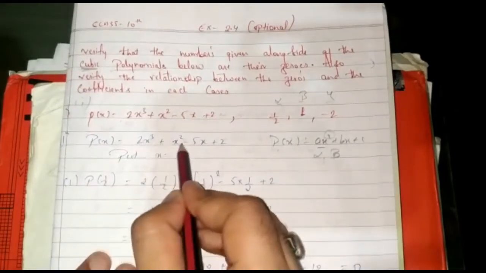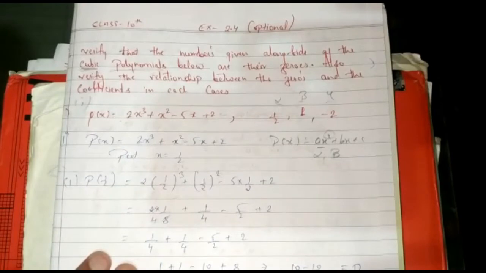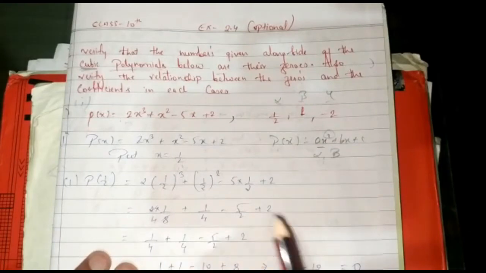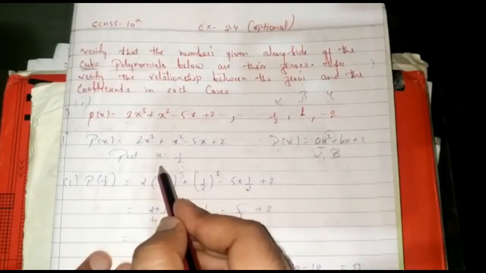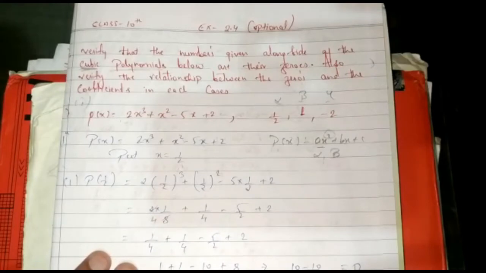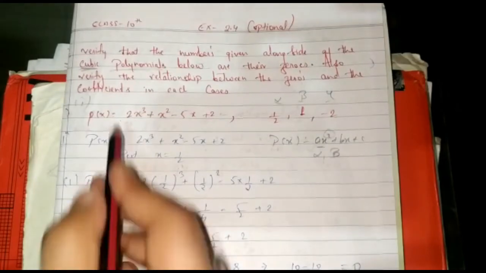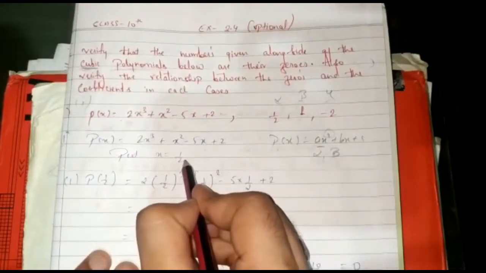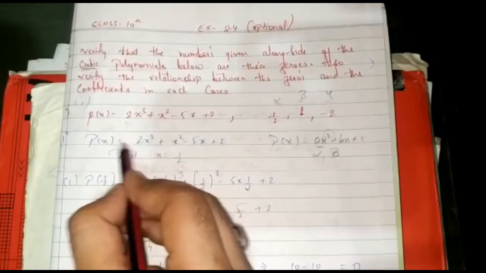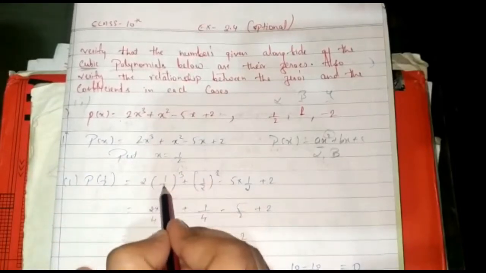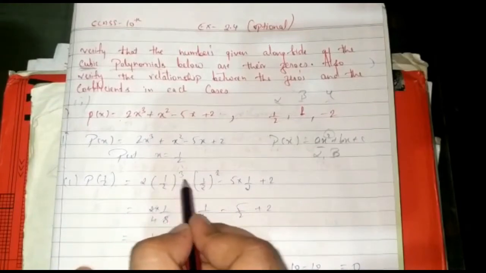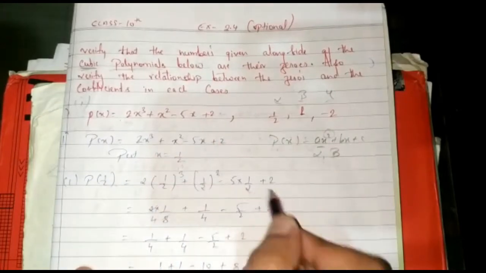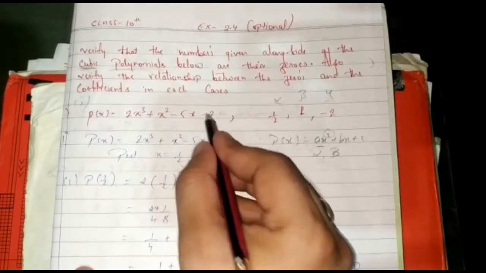So p of x equals 2x cube plus x square minus 5x plus 2. First we have to verify whether these are the zeros of this polynomial or not. The process of verifying is the same as for a polynomial whose highest power is 2. In place of x we have to put 1 by 2. So p of 1 by 2 will be equal to 2 times 1 by 2 the whole cube, plus 1 by 2 square, minus 5 into 1 by 2, plus 2.